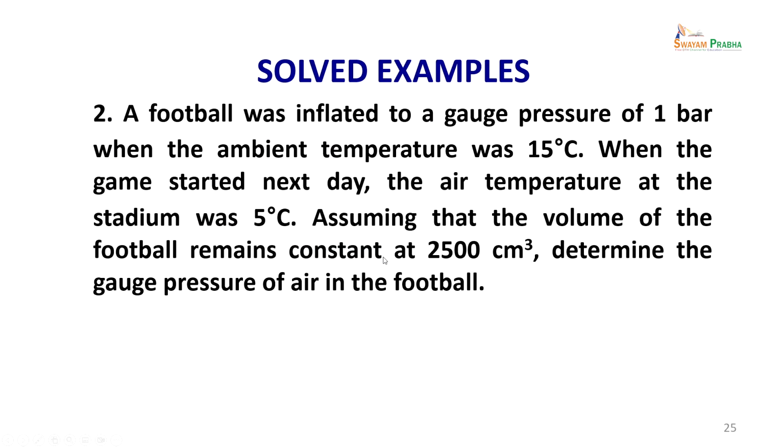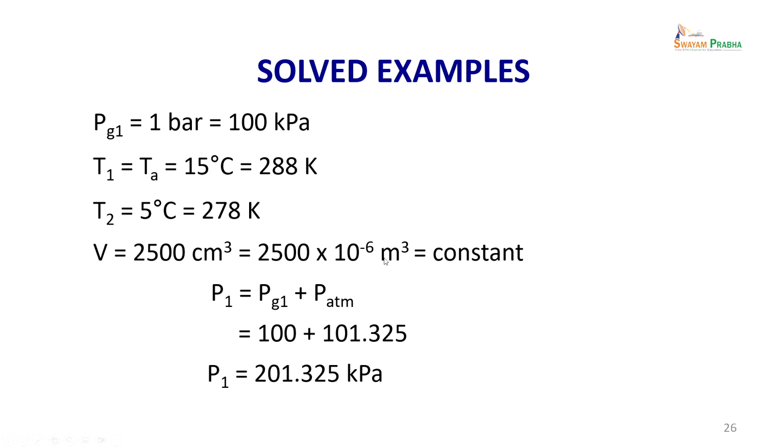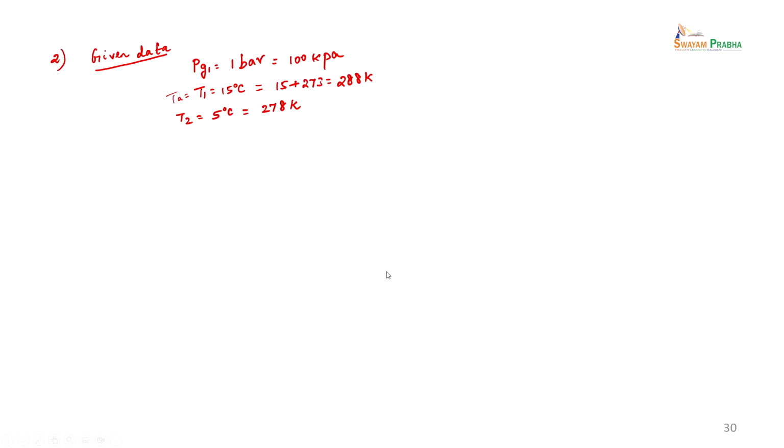Volume of the football is given as 2500 centimeter cube. It is constant. 100 centimeters is 1 meter, so 1 centimeter is 1 by 100 meter, that is 10 power minus 2. Here we have centimeter cube, so 10 power minus 2 the whole cube becomes 10 power minus 6.